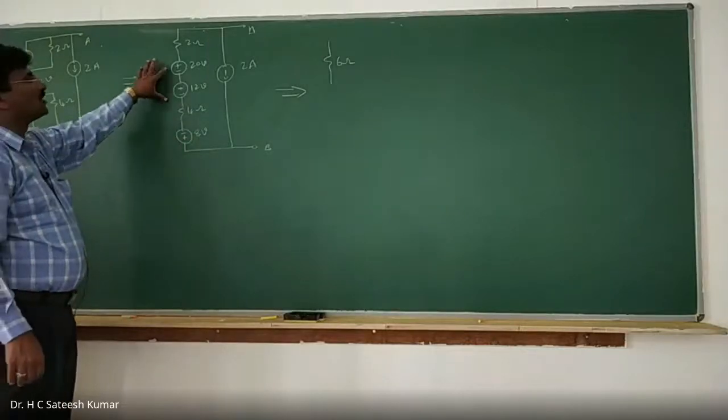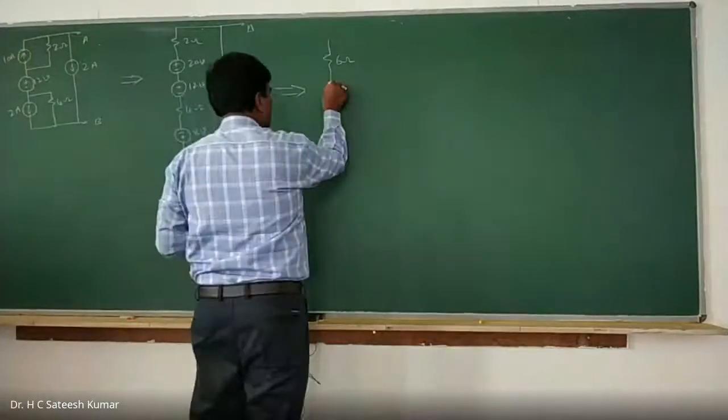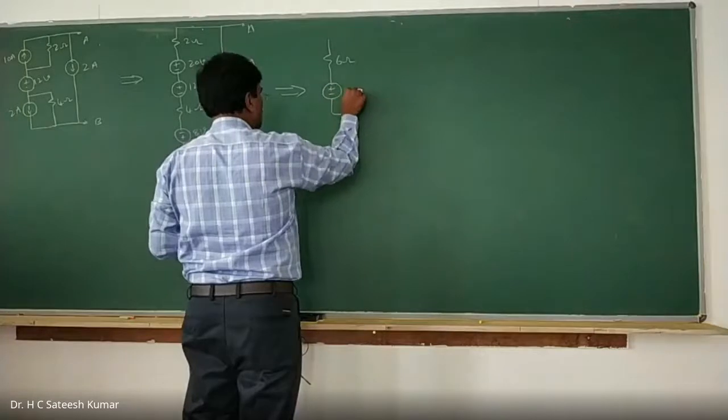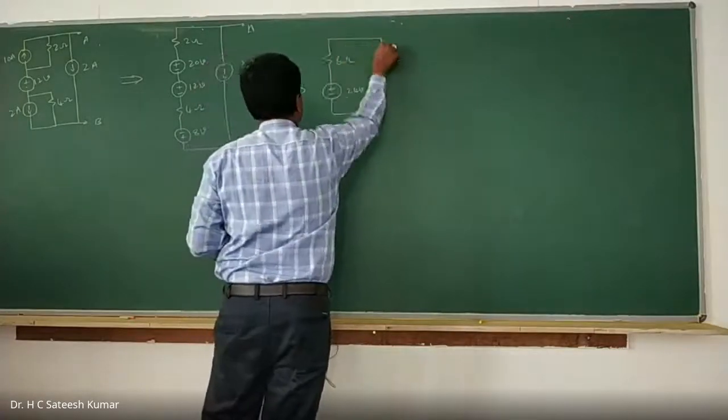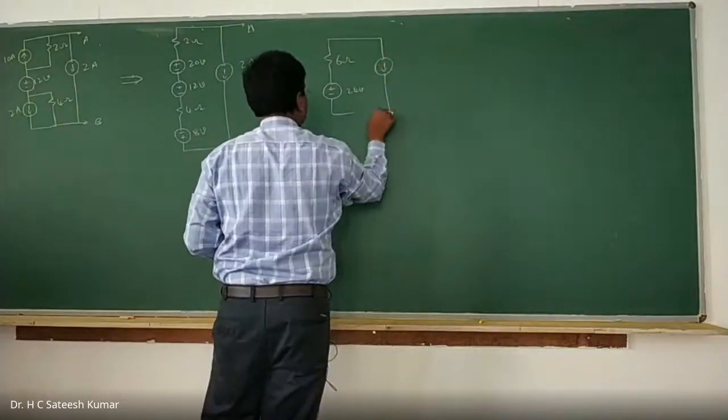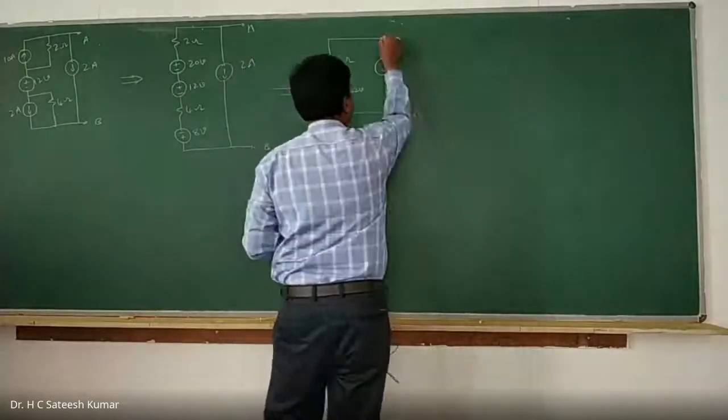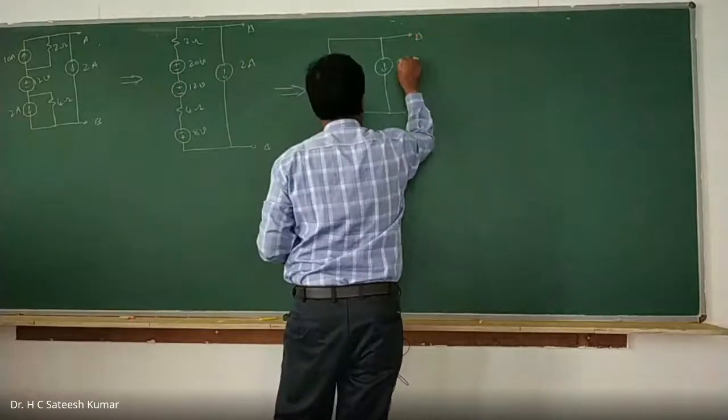The polarity is that of the bigger one. So therefore plus minus 24 volts, which is in parallel with the current source. B, this is A, this is 2 amps.